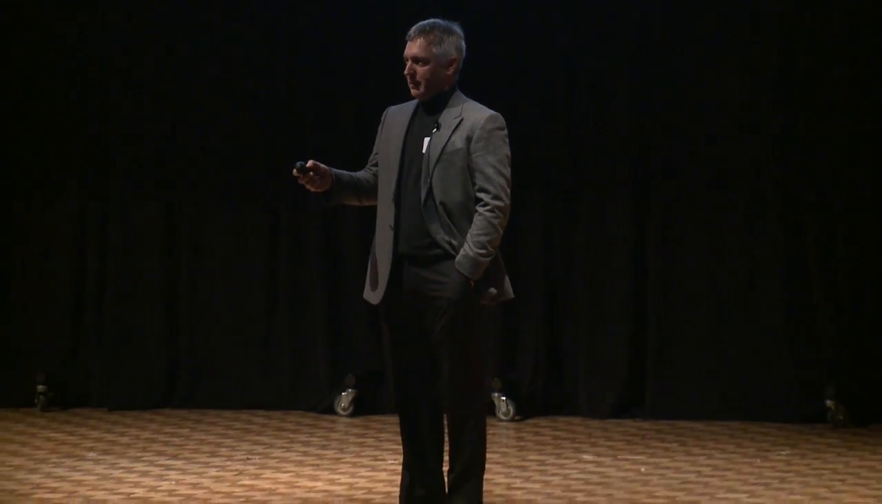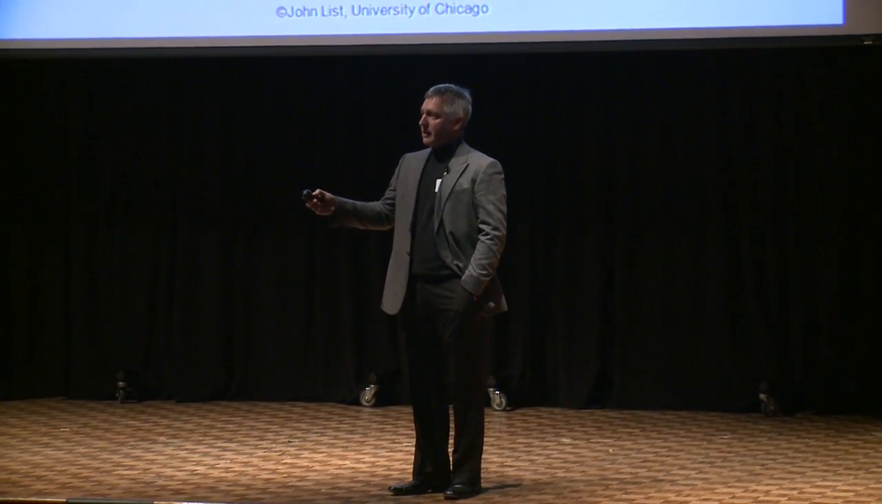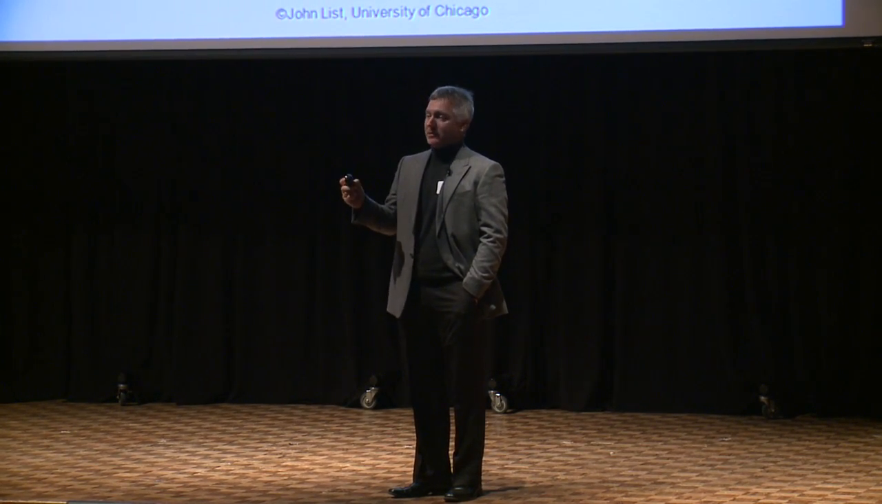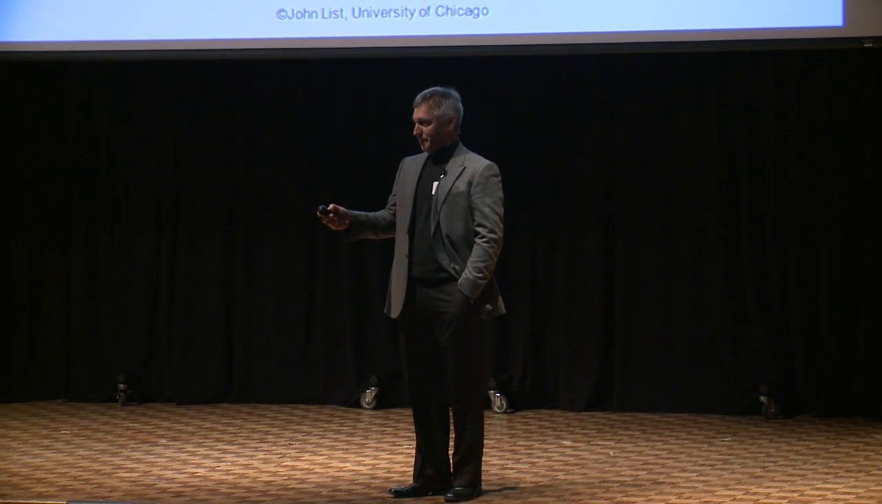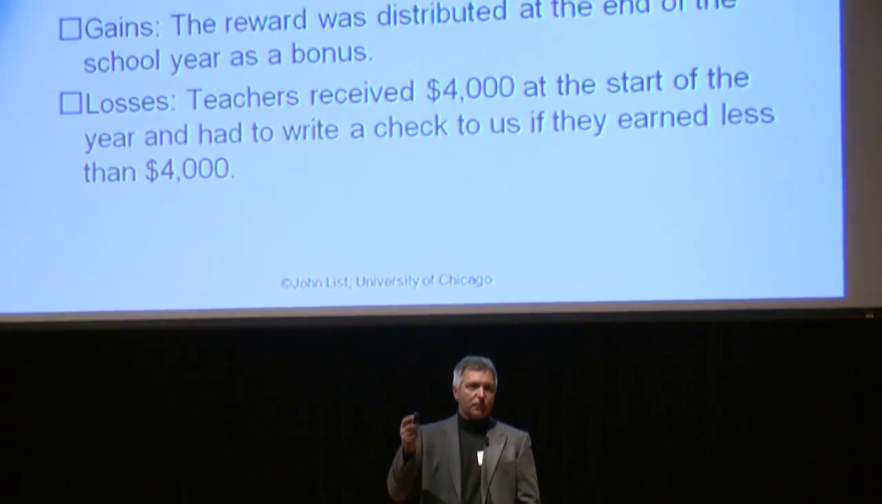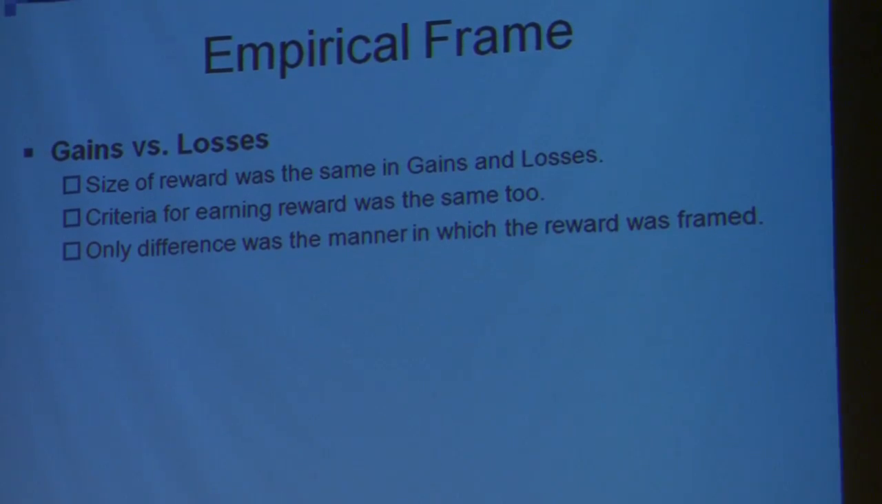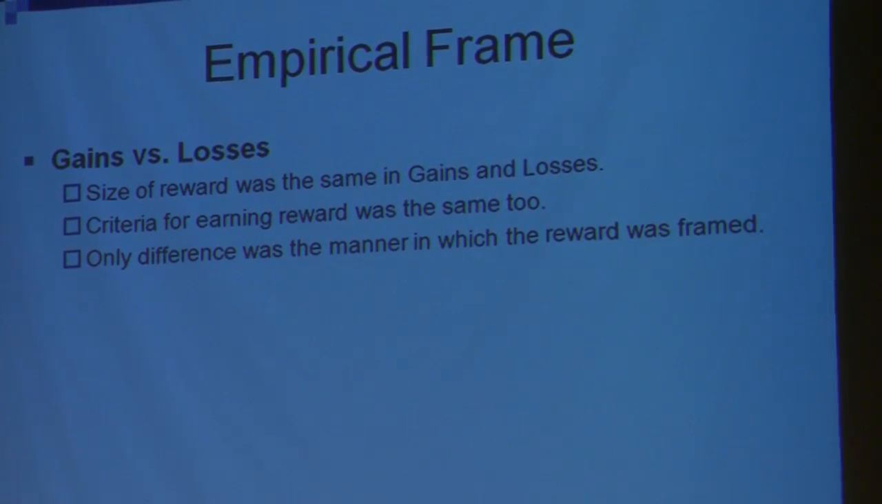In the loss treatment, we will cut them a check for the expected value of the reward. So in September, we will give them a check for $4,000. And we will tell them, if your students achieve, you can keep that $4,000, maybe even earn more. If they do not achieve, you have to give us some of that money back. That's the only difference between the loss and the gain frame: it's a simple framing manipulation. Everything else is the same: size of the reward, criteria for earning the reward, time frame. It's just that you get paid at a different point in time. So this is budget neutral.